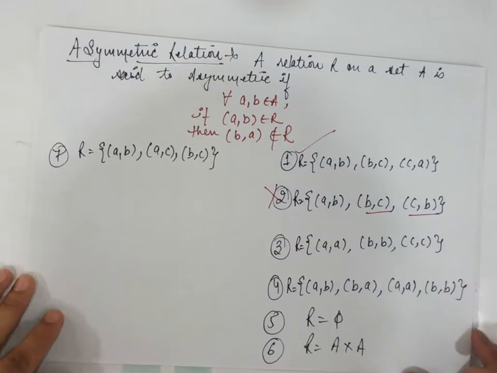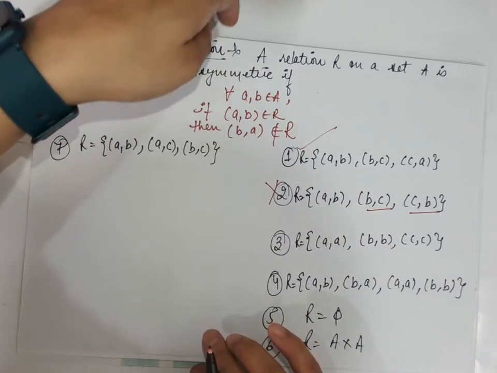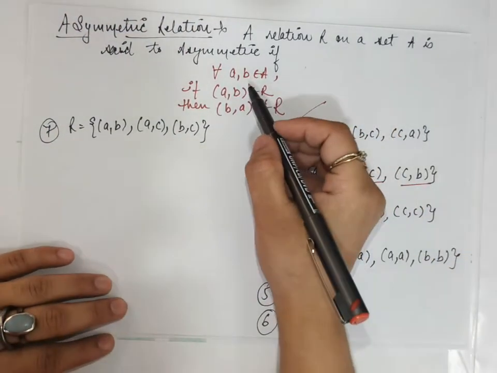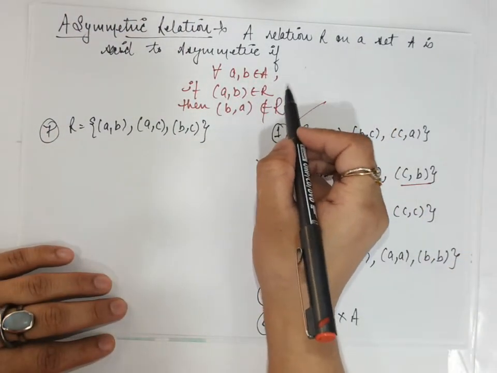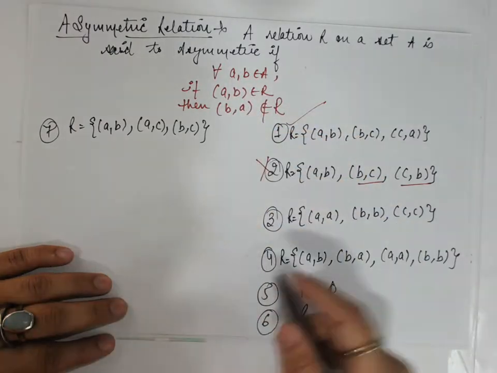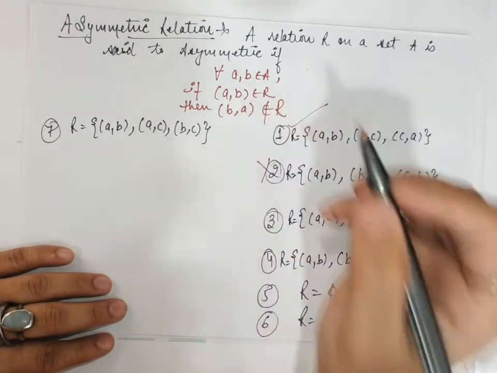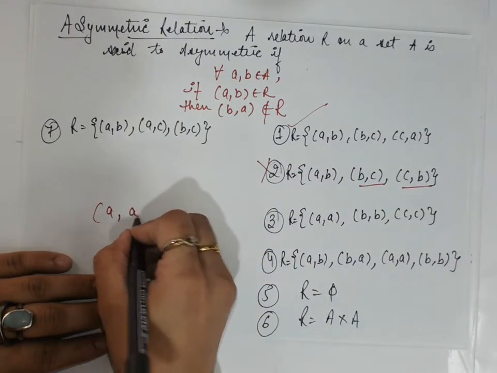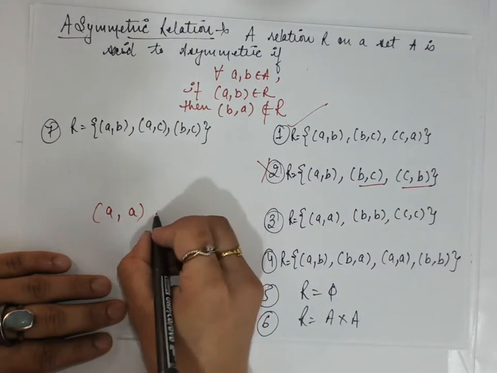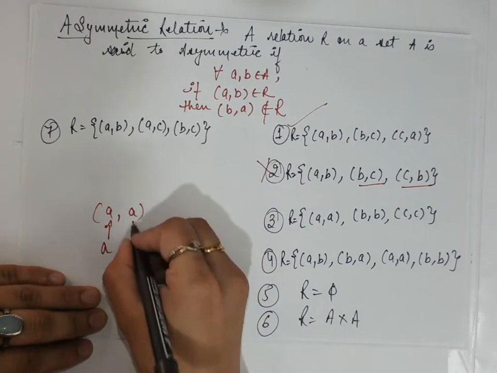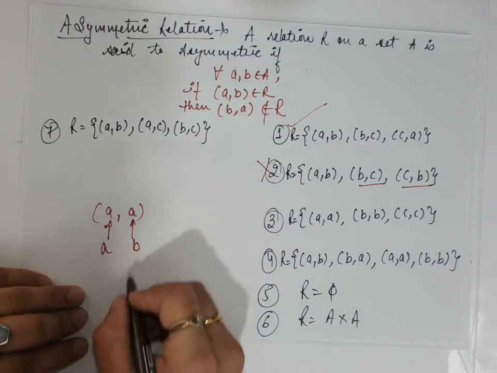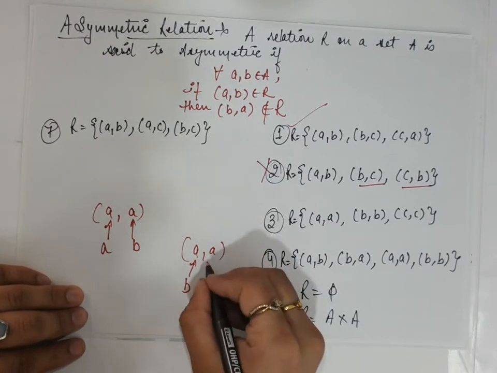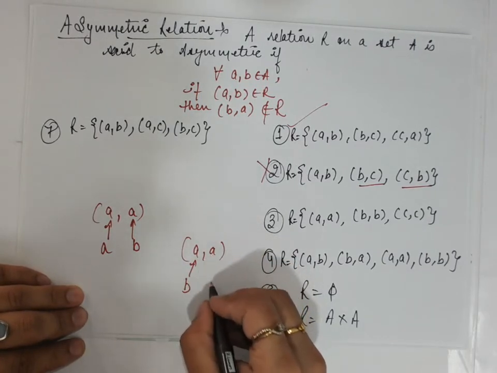Next is the third, AA, BB, CC. Here asymmetric relation does not allow the diagonal pairs. Because if AB is present, then BA must not be present. If I take AA as a diagonal pair, here the first A is A and the second A is B. The opposite pair of AA is also AA, where the first A is B and the second A is A.